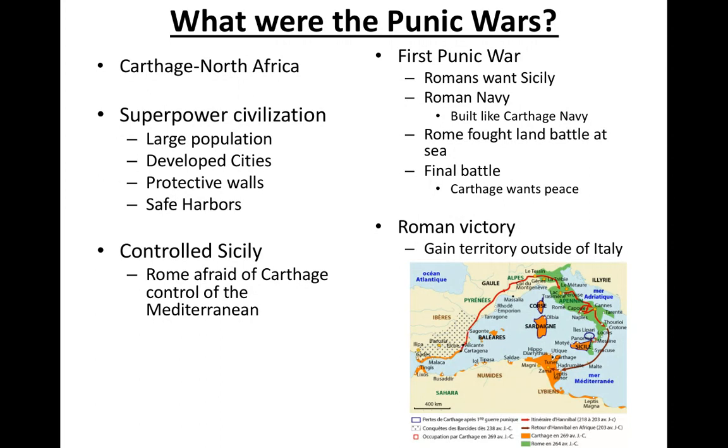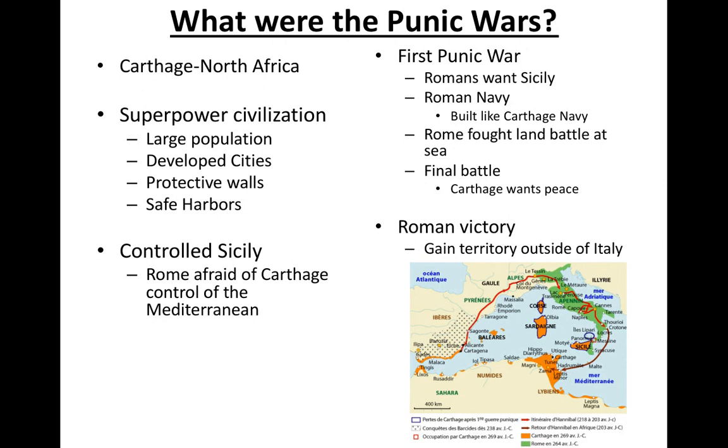Rome was afraid that Carthage was just too close to their capital of Rome, and too close to their territory. And so they decided to try to push them back from Sicily. And so we end up with what we call the Punic War, at least the first Punic War. The Punic Wars are a series of wars that Rome and Carthage will have against each other. In the first Punic War, the Romans want Sicily.